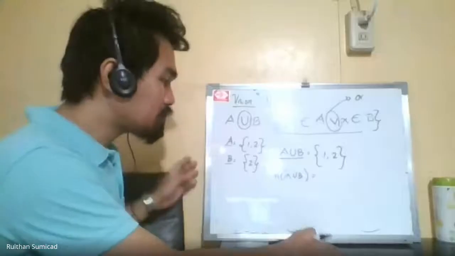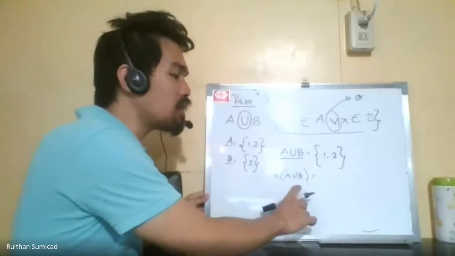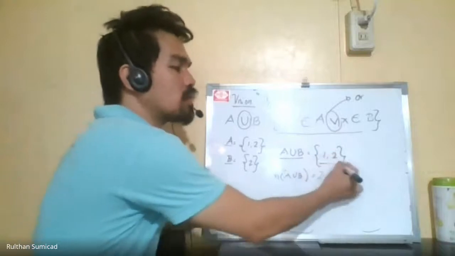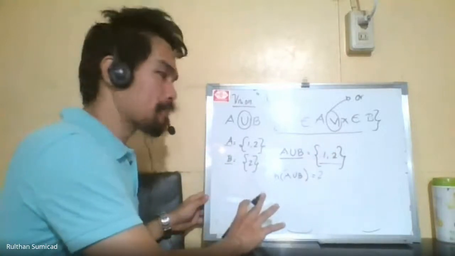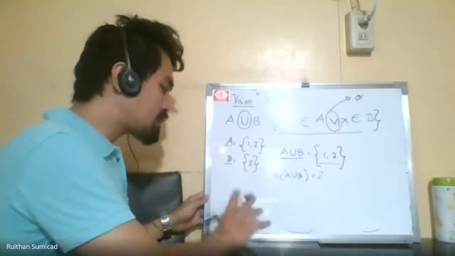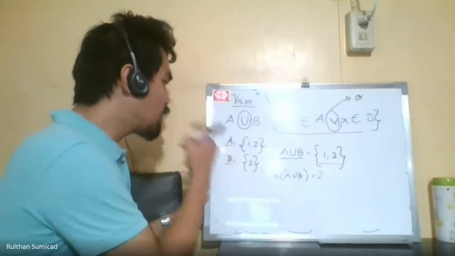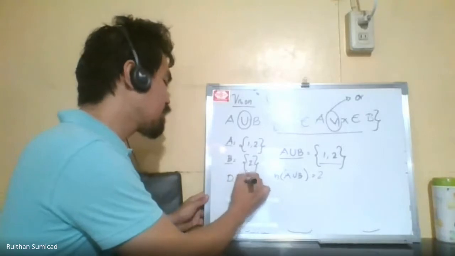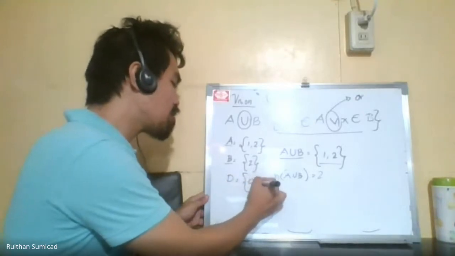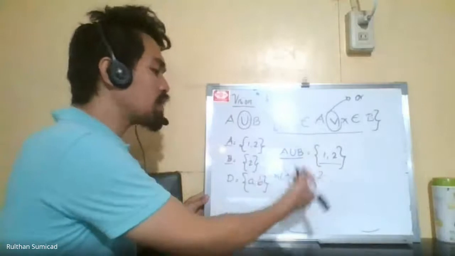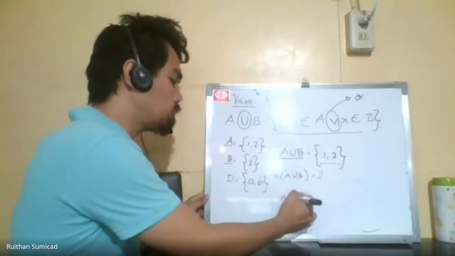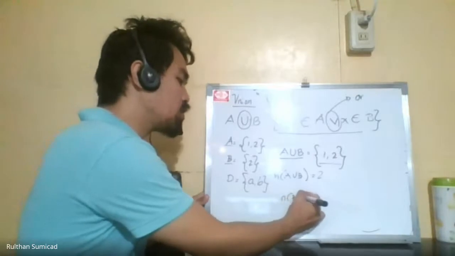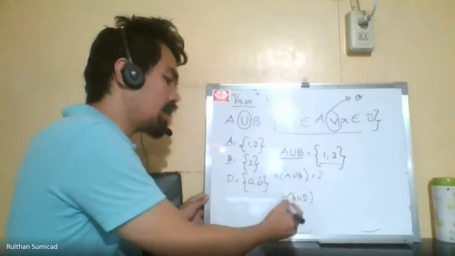I see. So the cardinality of the set A union B is 2. Why? Because there are two elements found in the set. So that is for union. Let's add one more element, or let's have set D. Set D contains A, B. You can give me N of A union D.